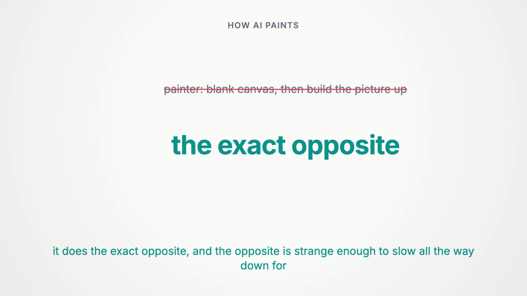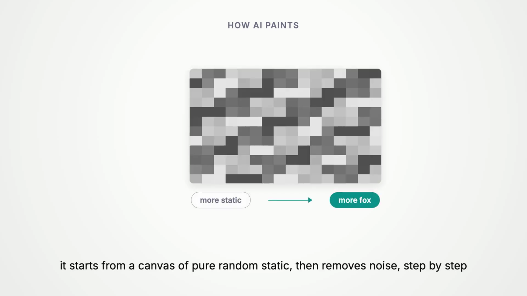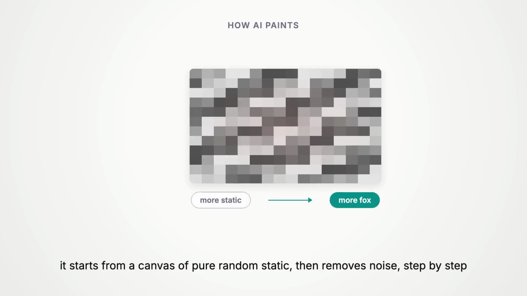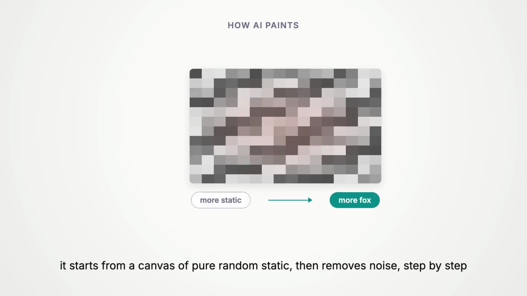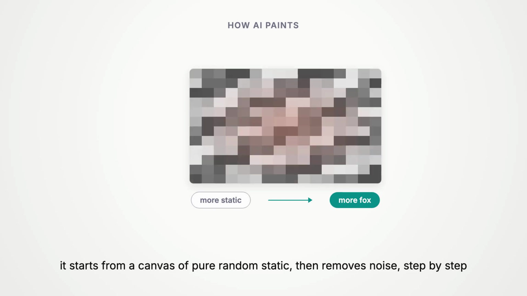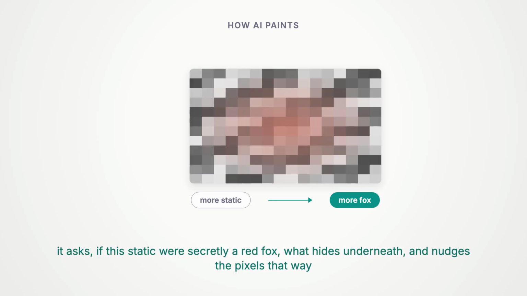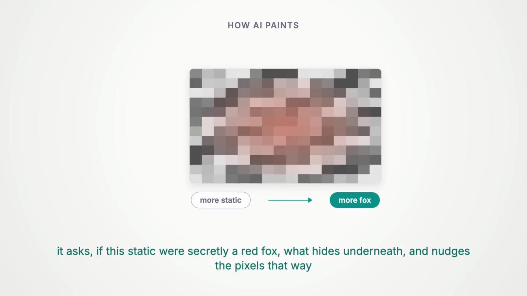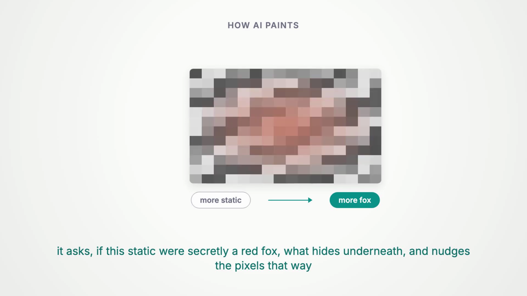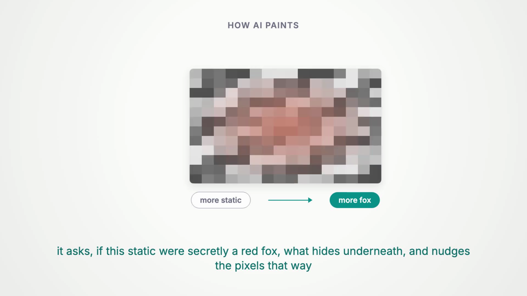The AI starts with a canvas of pure random static, the gray snow of a TV tuned to nothing. And then it removes noise. Step by step it asks, if this static were secretly a red fox in a snowy forest, what would be hiding underneath, and it nudges the pixels that way. A little less noise, a little more fox, over and over until the static becomes the picture you asked for.